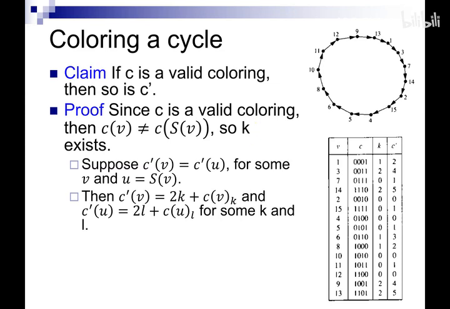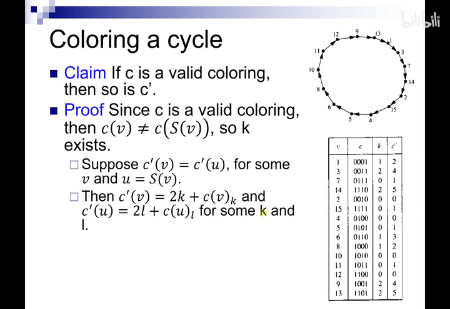Now in order to show that C prime is a valid coloring, let's suppose for contradiction that it's not a valid coloring. So suppose that we have this node V and its successor U, such that with the new coloring C prime, U and V have the same color. We want to show that this is impossible. The reason this is impossible is because V is going to get a color which is equal to 2k plus its current color in the kth digit.